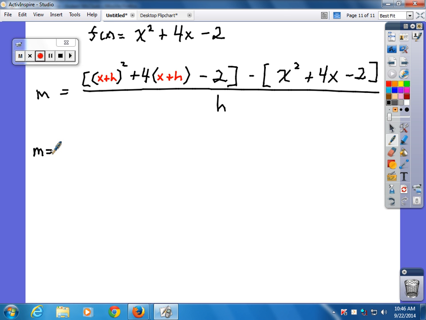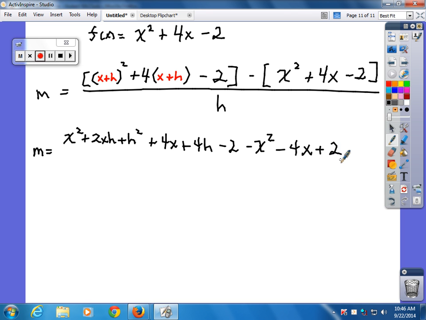M is equal to, and you should know this by heart, x squared plus 2xh plus h squared plus 4x plus 4h minus 2 minus what? X squared minus 4x plus 2 all over.